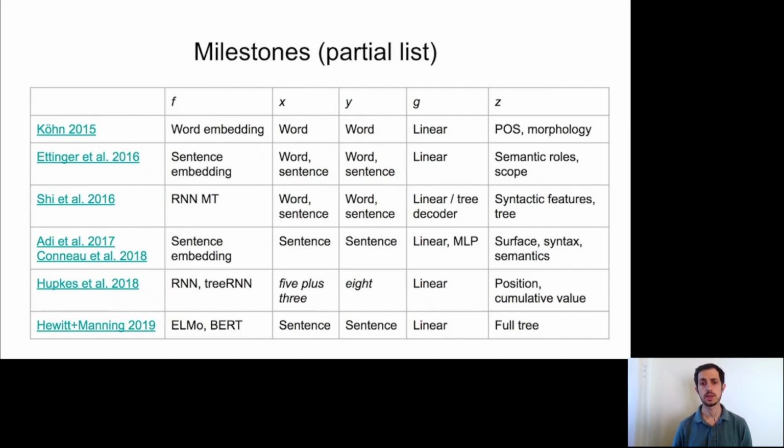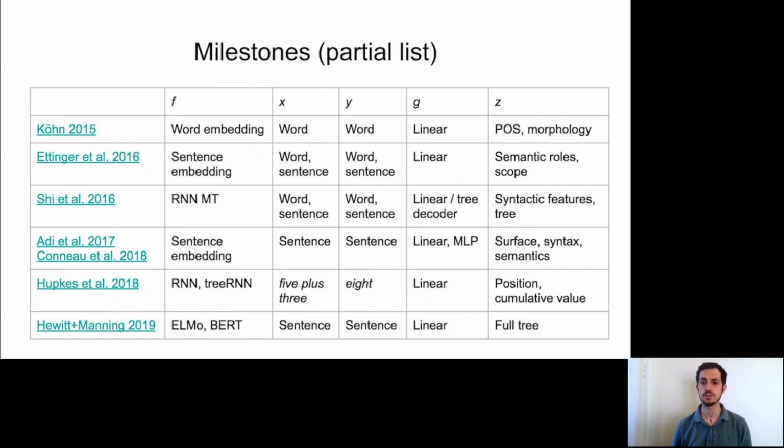If we look at the column of G, this classifier, you can see that it's often a linear classifier, although some people have used a multi-layer perceptron or even a full tree decoder. And the question of which classifier to choose turns out to be quite important. We'll come back to that at the end of this section when we discuss limitations of this approach.